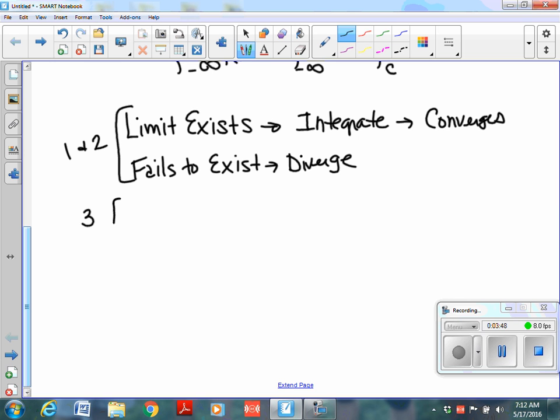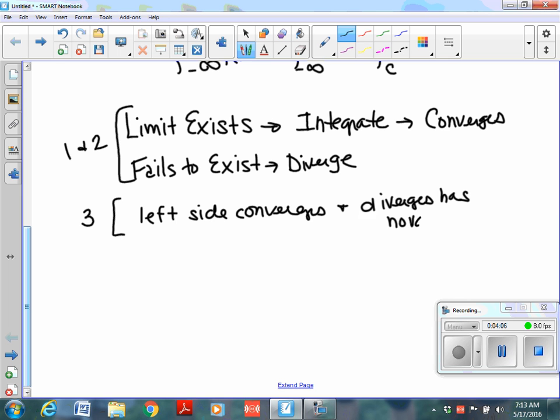For the third one up there, if the left side converges and the right side diverges, then it has no value, and it will diverge, obviously. If the left side converges but the right side diverges, then obviously you're not going to have a limit, a value.